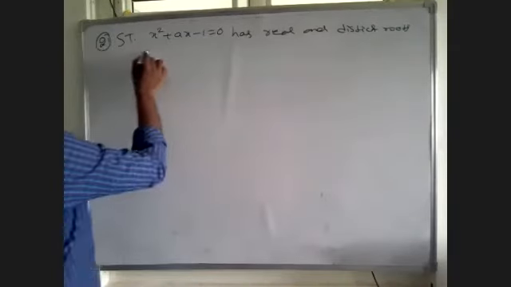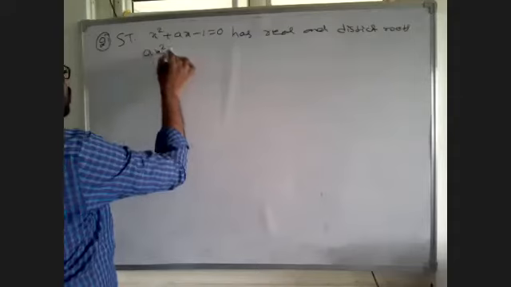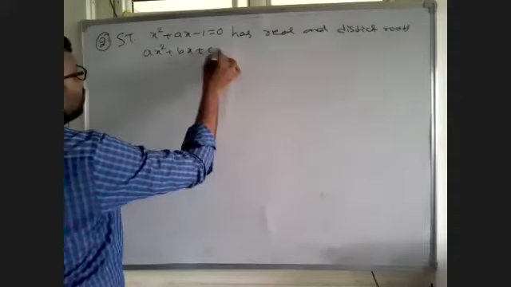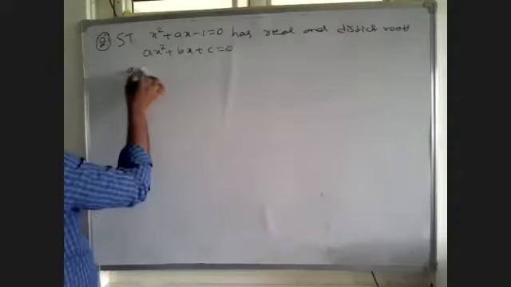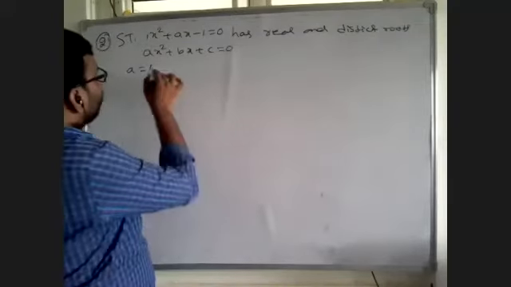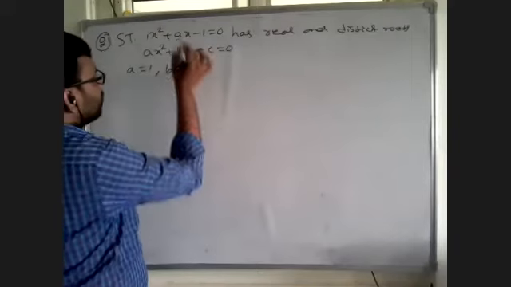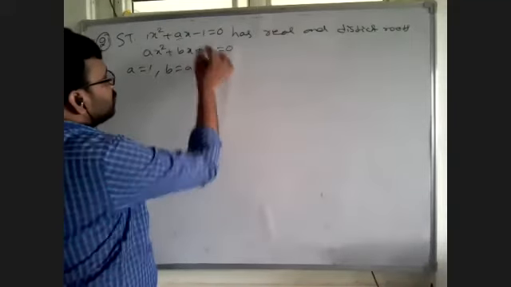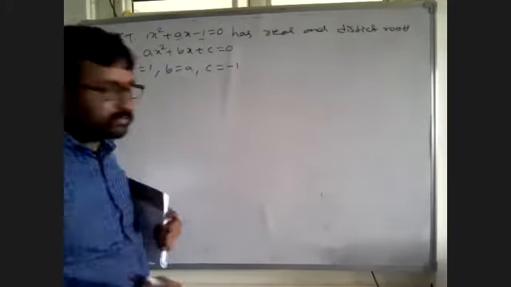Now, by comparing this equation with ax square plus bx plus c is equal to 0, the value of a, the coefficient of x square, is 1, and the value of b, the coefficient of x, is a, and the value of c, the constant, is minus 1.